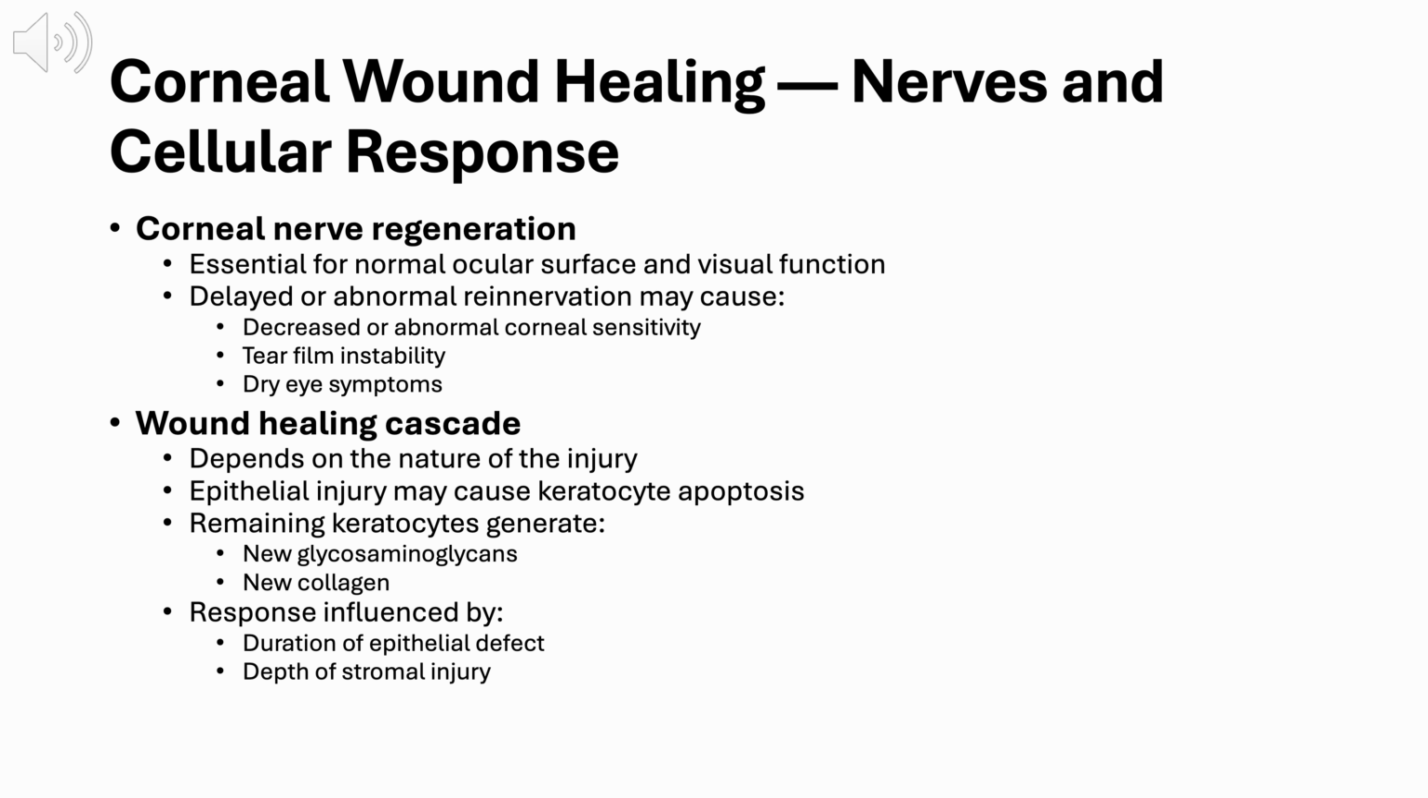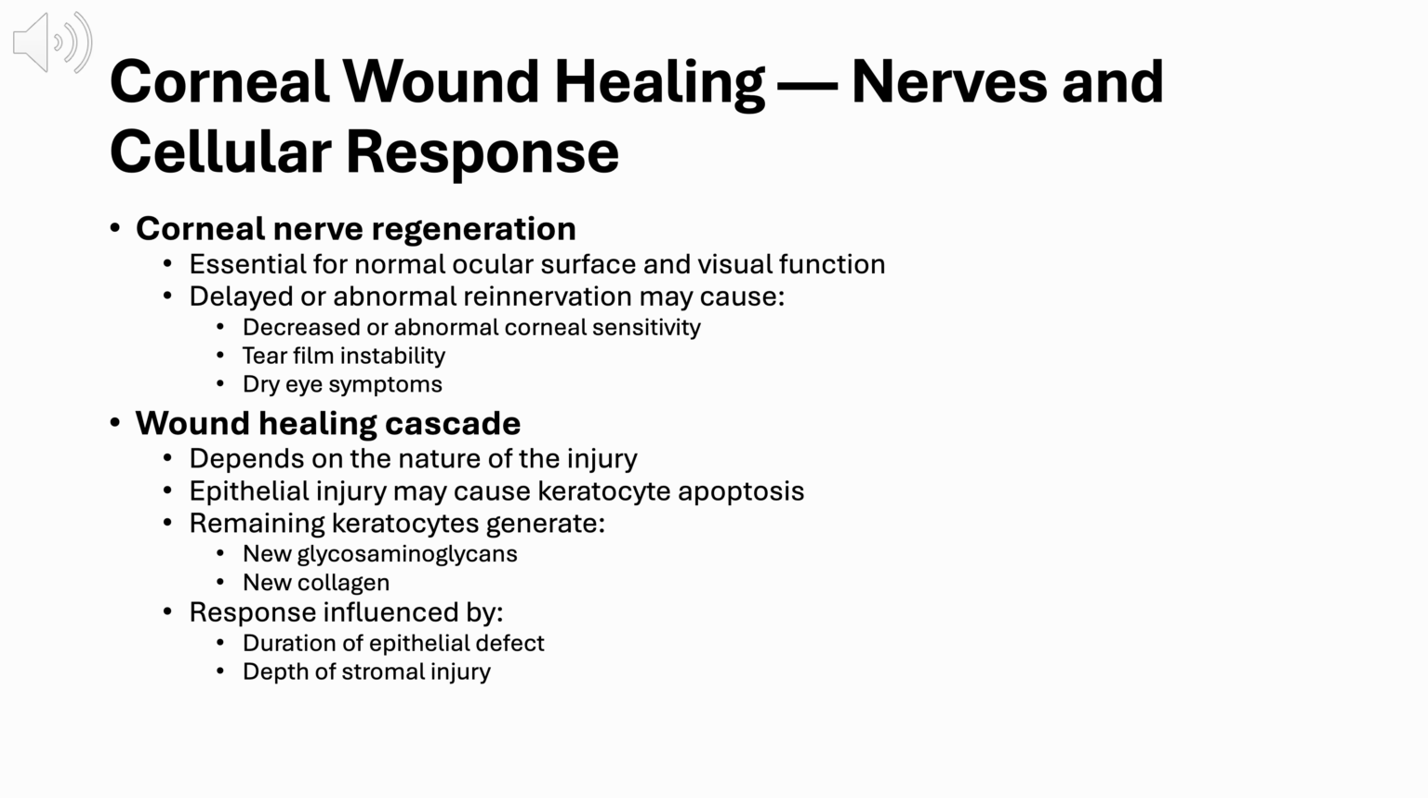This slide focuses on nerves and the cellular response, which are central to how the cornea heals after surgery. Corneal nerve regeneration is not optional, it's essential for normal ocular surface health and visual function. When reinnervation is delayed or abnormal, patients can develop reduced or distorted corneal sensitivity, which directly destabilizes the tear film and leads to dry eye symptoms. This is why nerve injury matters clinically, not just anatomically.